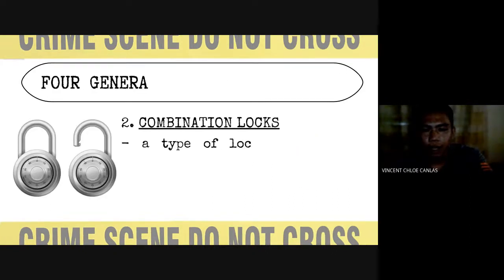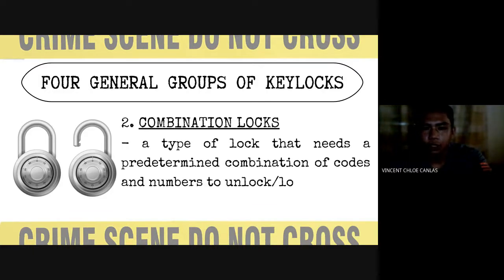Next. Number 2, combination locks. A type of lock that uses predetermined combinations of numbers to unlock or lock. These are some models of locks that we used back in our house. These types of locks needed a combination or code, like a password, to unlock. This is the type of lock that we usually used in our lockers back in the days.